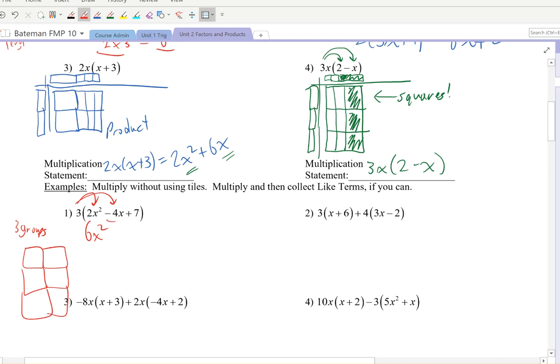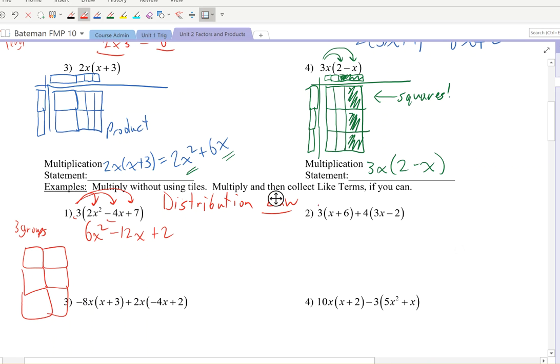Okay, and so then you have 3 times negative 4. Well, what we can do is just multiply the coefficients. So 3 times negative 4 would be negative 12 x's, and 3 times 7 would be 21. And that is your distribution law.